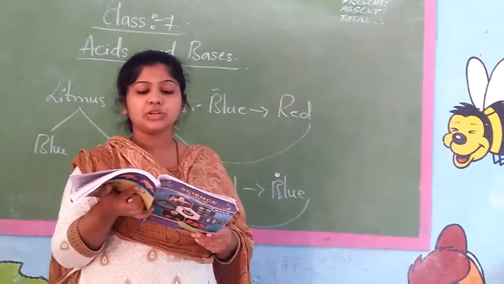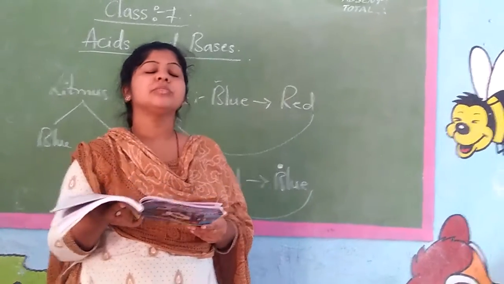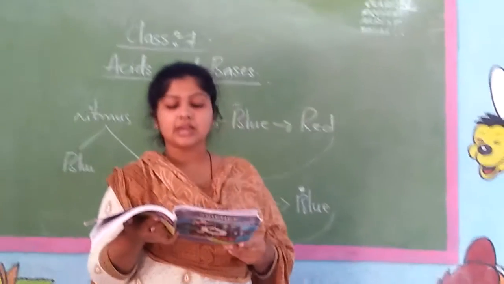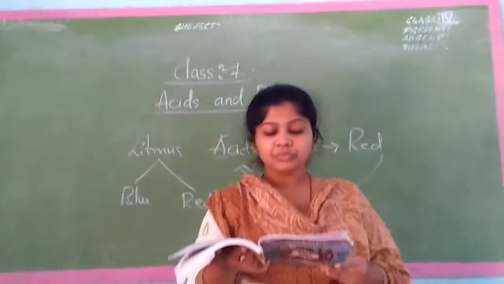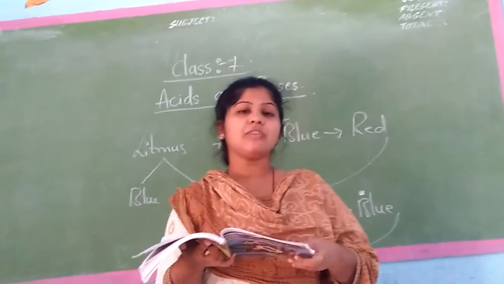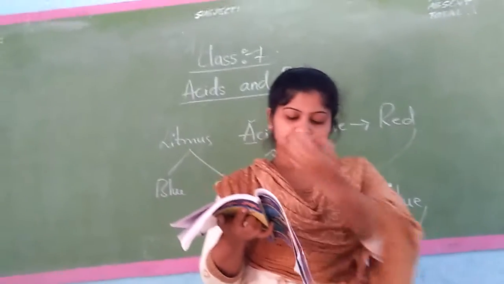Some substances that are used in our daily life contain different bases, for example, soap, glass cleaners, etc. Various substances containing bases are listed below. See down, Nana. Come to the bases one. Already we have completed the table of acids. Now we will go to the table of bases.